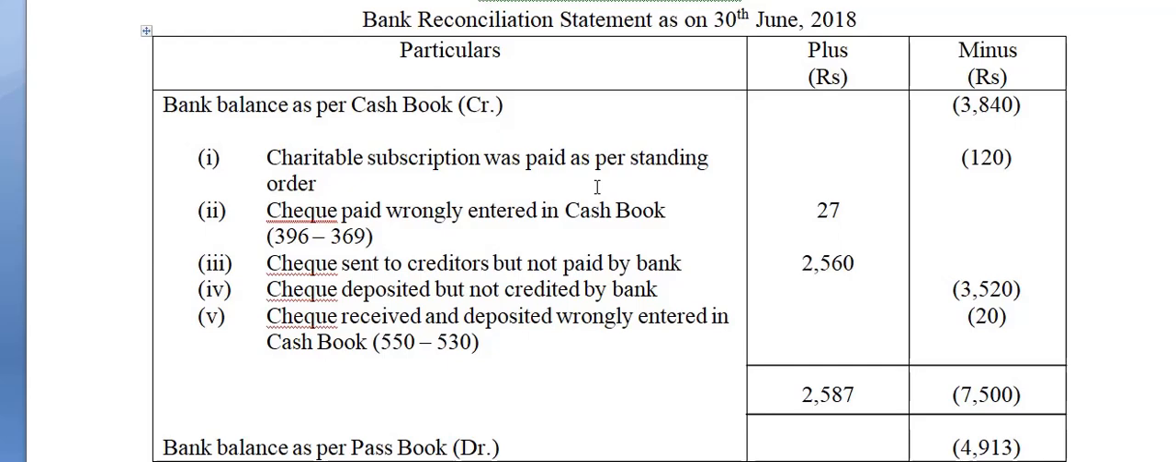Okay. Now let us see point number 1. A standing order for a charitable subscription of 120 had been paid by the bank on 29th June, but no entry had been made in the cash book. Now, this BRS is as per 30th June 2018. According to your standing order, 120 was paid by the bank. So, since it is paid by the bank, subtract it. If bank has subtracted the amount, you will put it in the minus column. If bank has added the amount, you will keep it in the plus column.